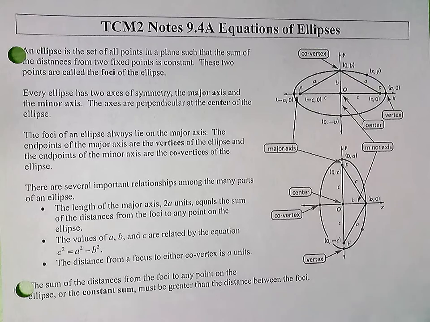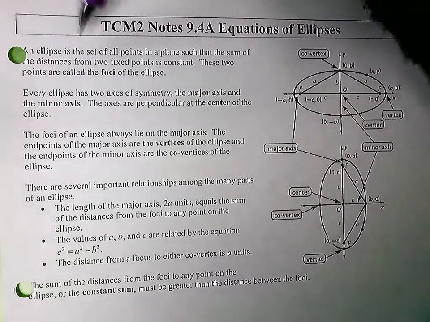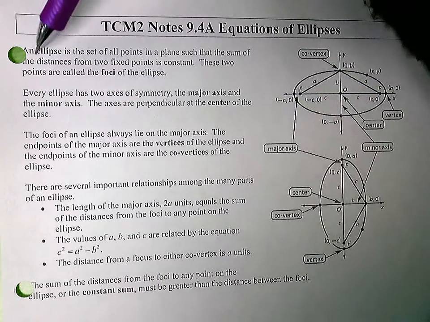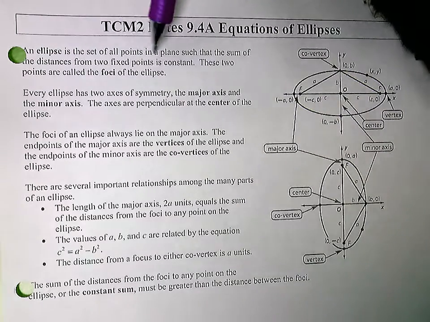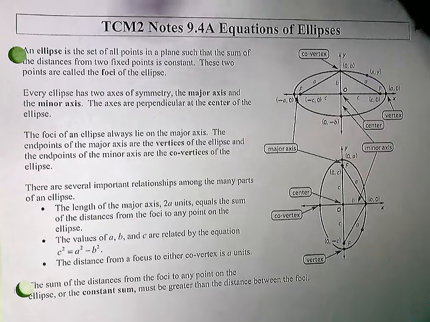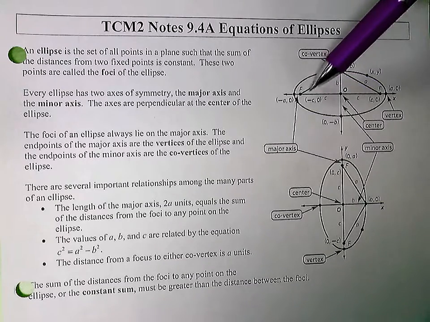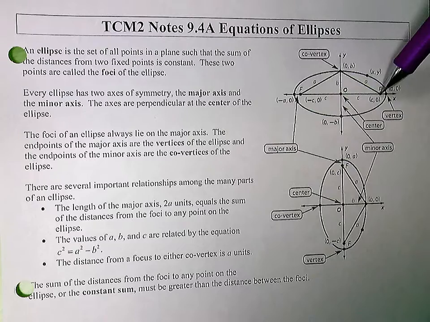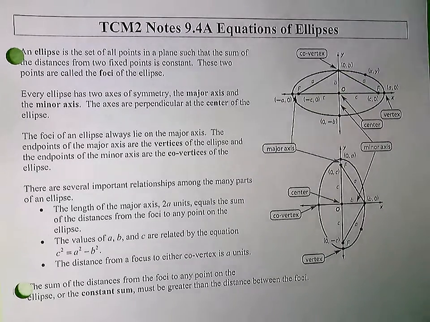Okay, so an ellipse is the set of all points in a plane such that the sum of the distances from two fixed points is constant. These 2 points are called foci. So your foci points are these F points right here. Those are your focus points.